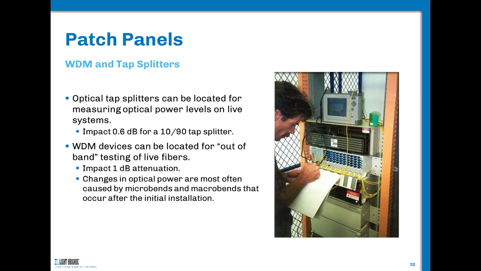Patch panels are critical to our needs. Besides giving us a test point and a cross-connect point, they give us an access point for a WDM or an optical switch, where we can use them for the fiber monitoring functions. And it's very critical to keep these clean and keep dust caps on them, but even if they're dust capped, clean the connectors anyway. That cleanliness is critical.